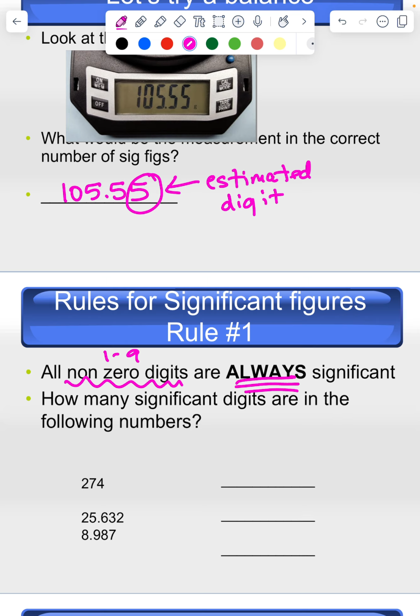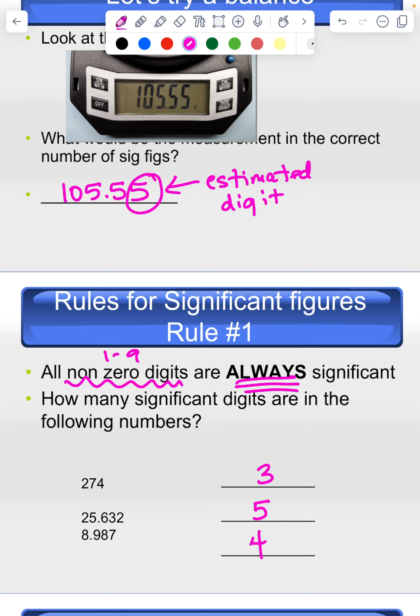In 274, that is going to have 3 sig figs. All 3 of those are non-zero digits. In 25.632, all of those are non-zero digits, so each and every one of them would be significant. 8.987 is the exact same way. They are all non-zero numbers, so they are all significant. So we would have 4 sig figs. That one's going to be the easiest one.